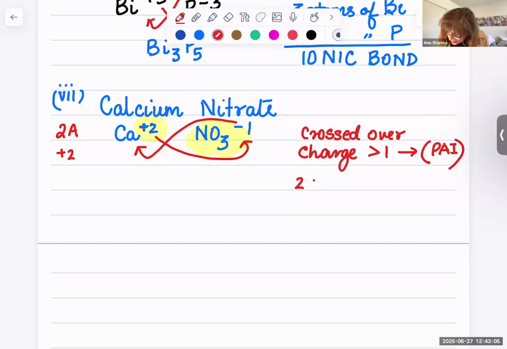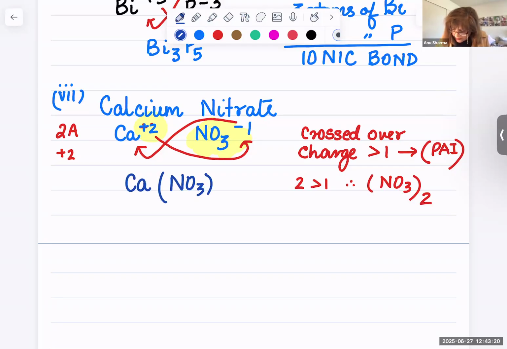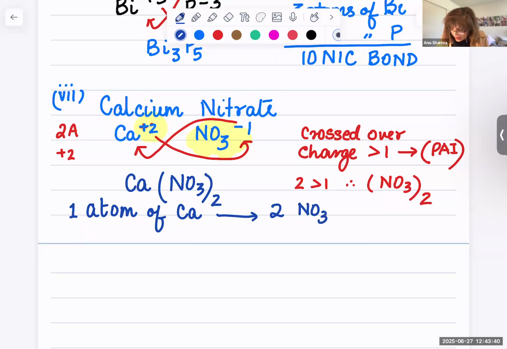2 is more than 1. Therefore, we place nitrate in brackets and put 2 outside. So the placement is like that. The rest is easy: Ca(NO3)2. Not -2, regular 2. So this means that one atom of calcium will bind with 2 polyatomic ions, 2 nitrate ions.